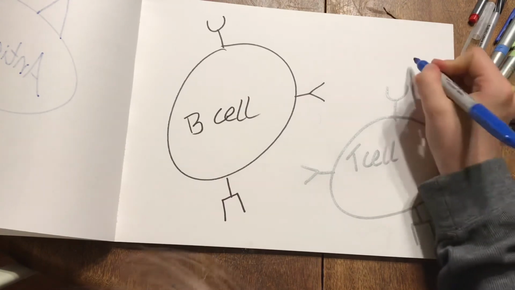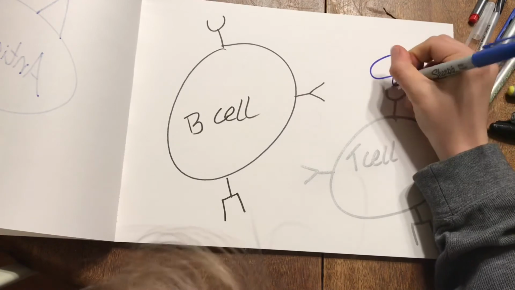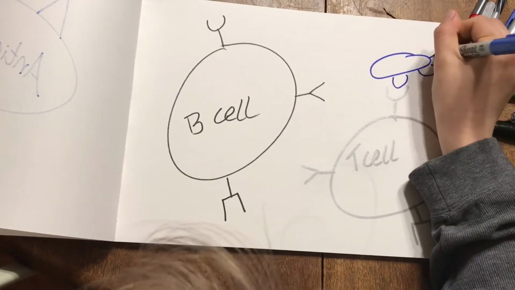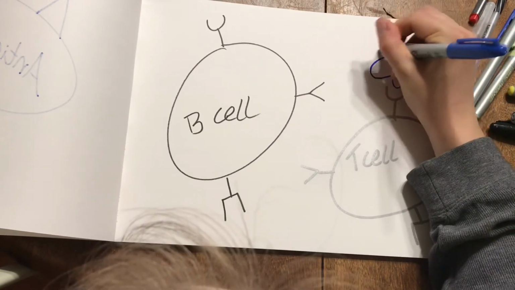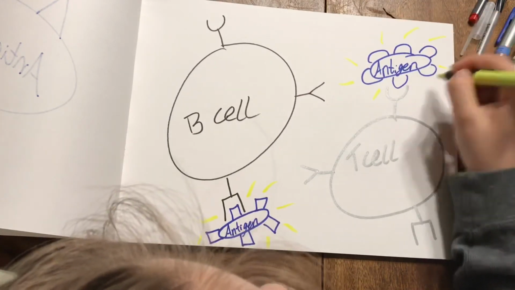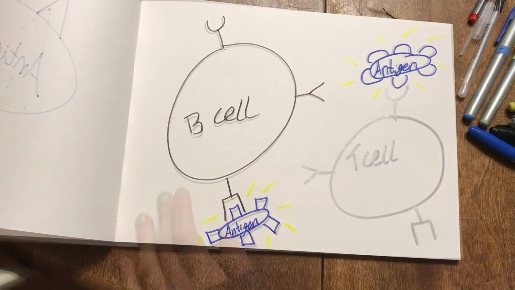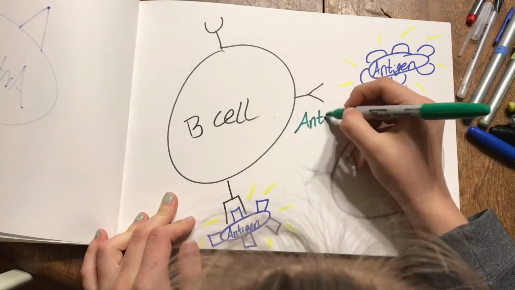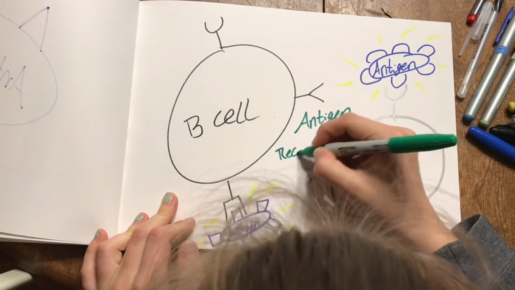There are about 100,000 antigen receptors on the surface of a single B or T cell. When infection by a virus, bacterium, or other pathogen occurs, B and T cells with antigen receptors specific to that pathogen are activated.